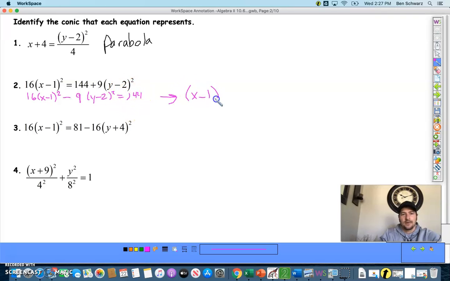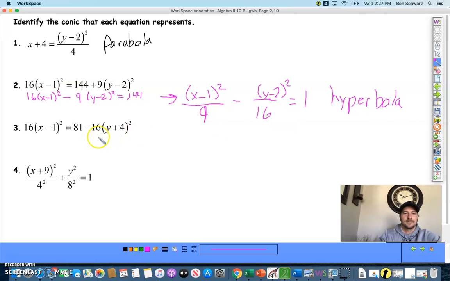If you're wondering how it would look at the end, we would divide everything by 144, which would give us (x minus 1) squared, since 16 goes into 144 9 times, over 9, minus (y minus 2) squared over 16 equals 1 as the final equation. But right here, you should be able to tell it's a hyperbola. And that's the only answer I'm looking for today. Just tell me what kind it is.